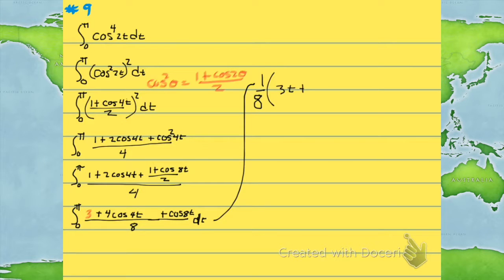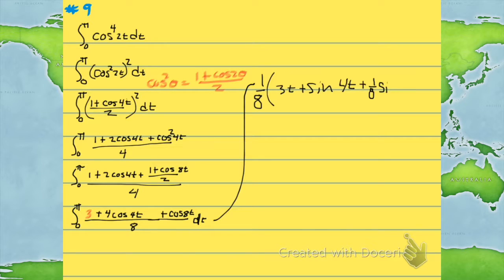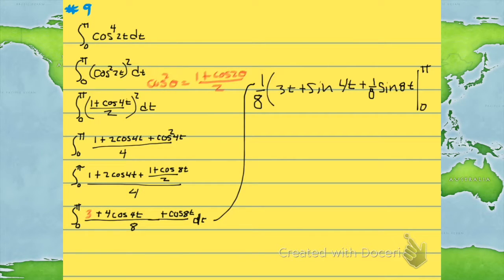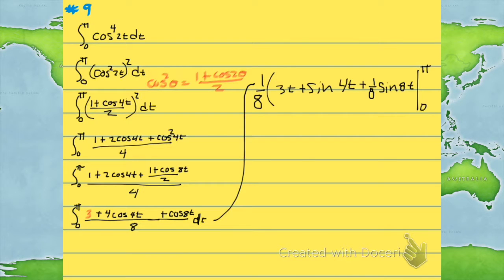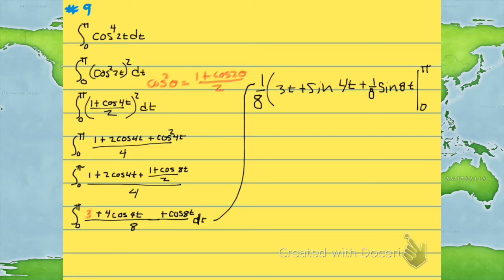I pull a 1/8 out. And I'm integrating. 3 becomes 3t. The antiderivative for cosine is sine. Then I divide by that augmented argument. That's why my 4 went away in front of that cosine. Then I have a 1/8 sine 8t. Yeah, fundamental theorem of calculus in full effect.